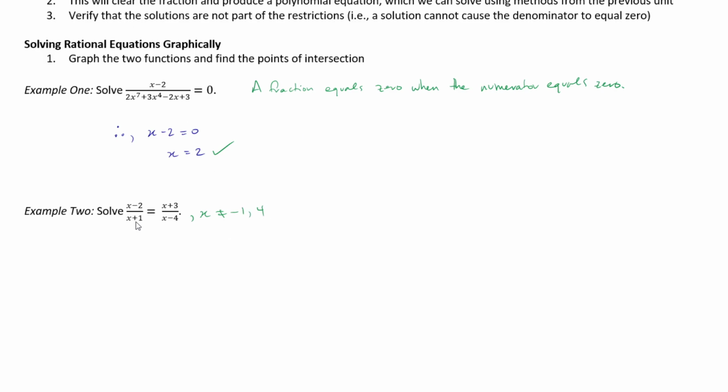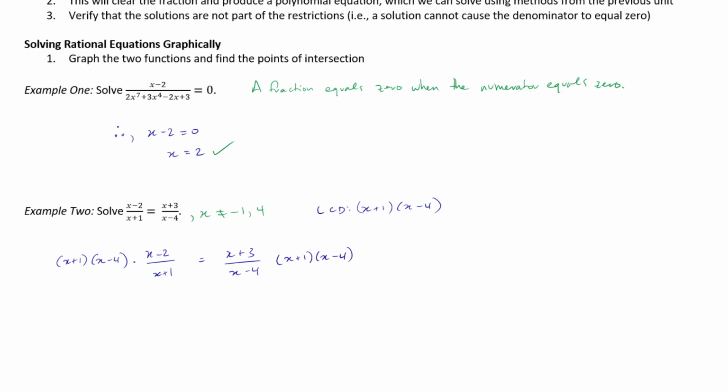The lowest common denominator between these two fractions is (x plus 1) times (x minus 4). Often, if you really want to find a common denominator quite quickly, you just multiply the two denominators together. So (x plus 1)(x minus 4), that's the lowest common denominator. I'm going to take this and multiply it by both sides. So (x plus 1)(x minus 4) times (x minus 2) over (x plus 1), equals (x plus 3) over (x minus 4) times (x plus 1)(x minus 4).